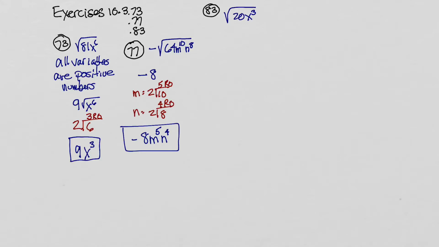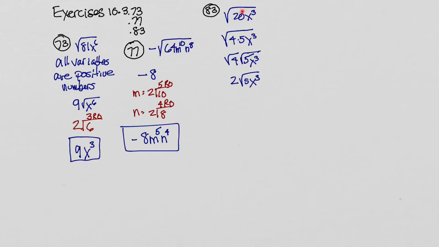Number 83, we can break this square root of 20. 20 I can write as 2 numbers, one of which I know the square root of. So how about 4 times 5x cubed? Now, let's just do this. You know, you can do part of this in your head. You know you're going to break this into square root of 4, square root of 5x cubed, and the square root of 4 is 2. So you're going to get 2 square roots of 5x cubed.